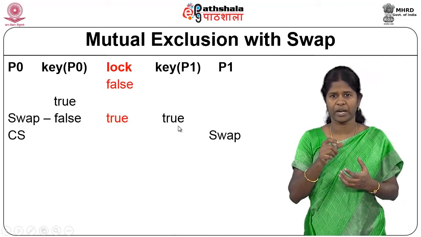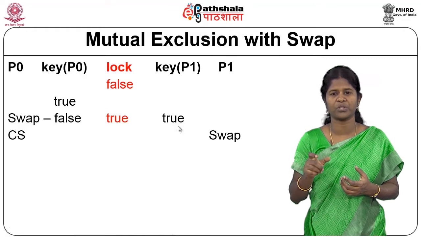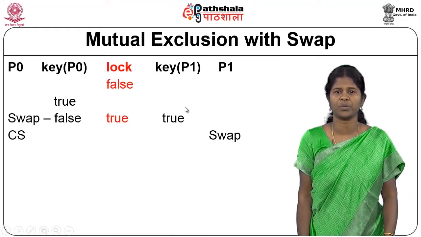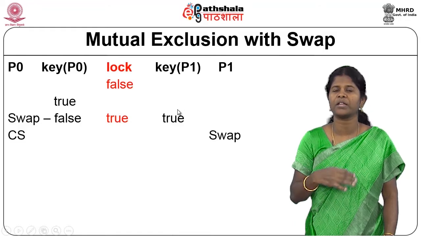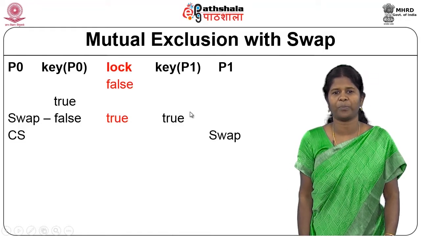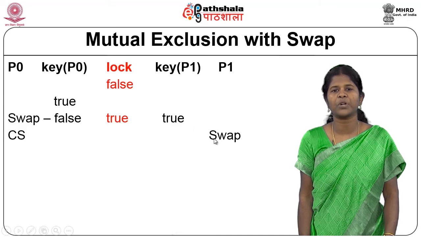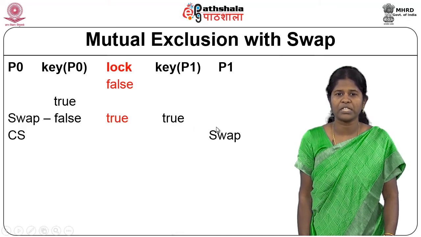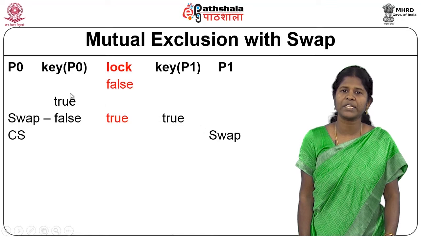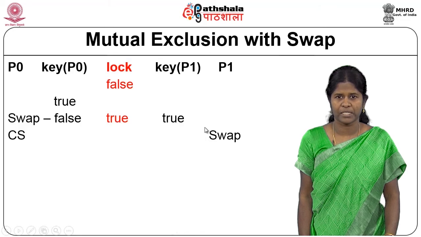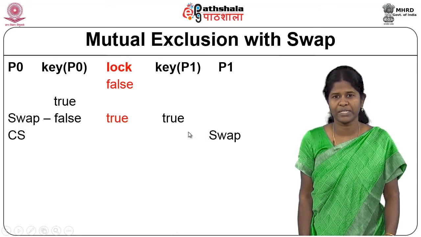So, the condition checking while key equal to true will continue to be true, and the while loop continues. The process keeps on going in the while loop, and hence process P1 will continue to wait. It cannot enter the critical section. So, as long as P naught is in the critical section, P1 is not allowed to enter, P1 waits. So, mutual exclusion is satisfied.